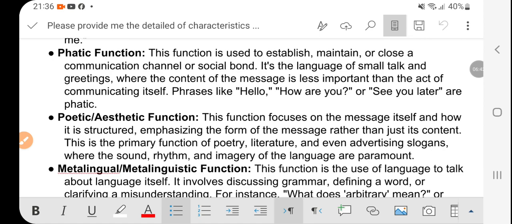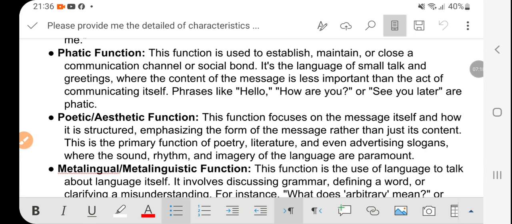Then phatic function. This function is used to establish, maintain, or close a communication channel or social bond. It is the language of small talk and greetings where the content of the message is less important than the act of communicating itself. Phrases like hello, how are you, or see you later are phatic.